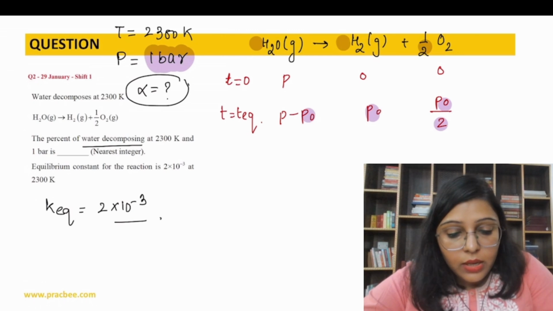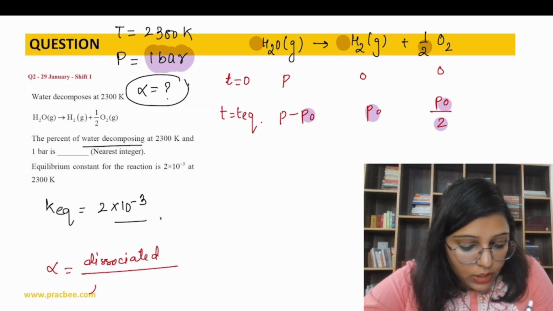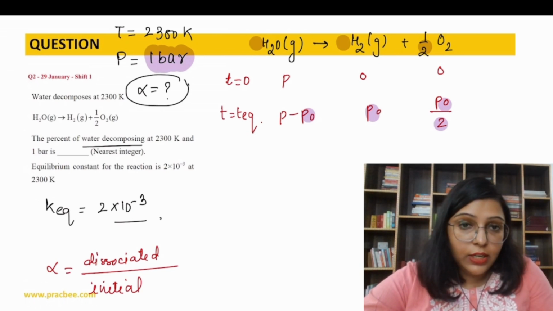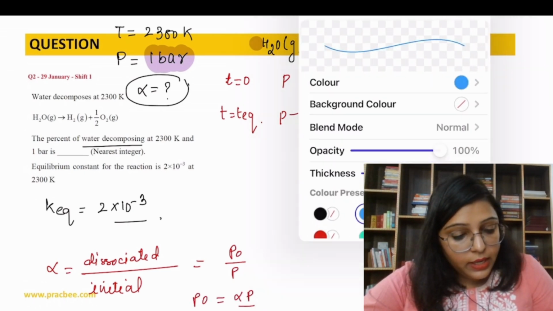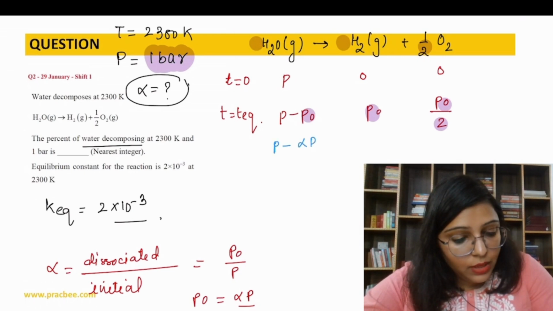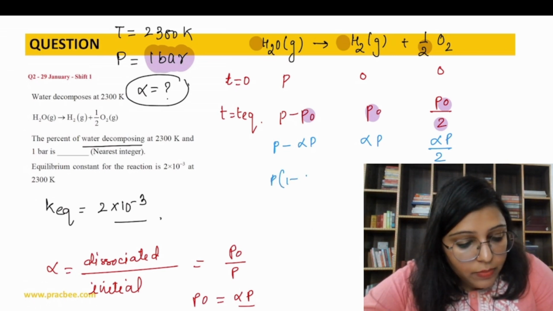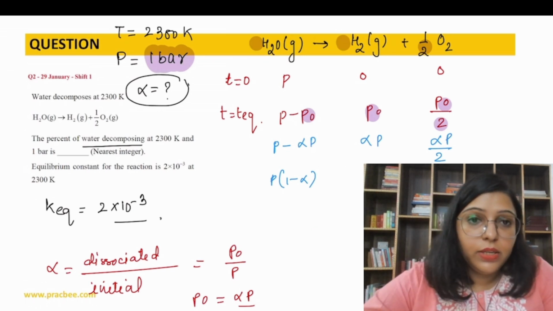Okay, clear? Now, alpha is what? Dissociated amount upon initial amount taken. So if I write alpha in terms of pressure, this is going to be P naught upon P. So P naught is equal to alpha P. Clear? So we can write it that way: P minus alpha P. This is alpha P and this is alpha P by 2. So this is P(1 minus alpha), this is alpha P, and that one is alpha P by 2.